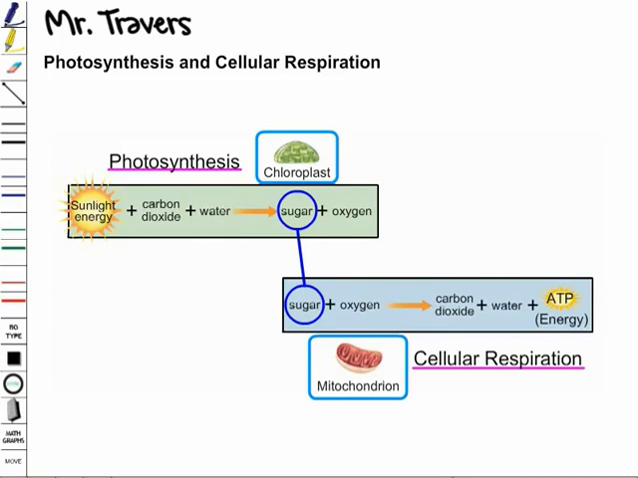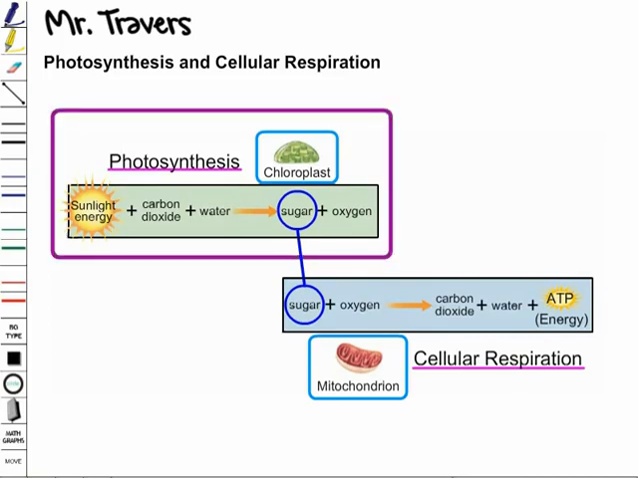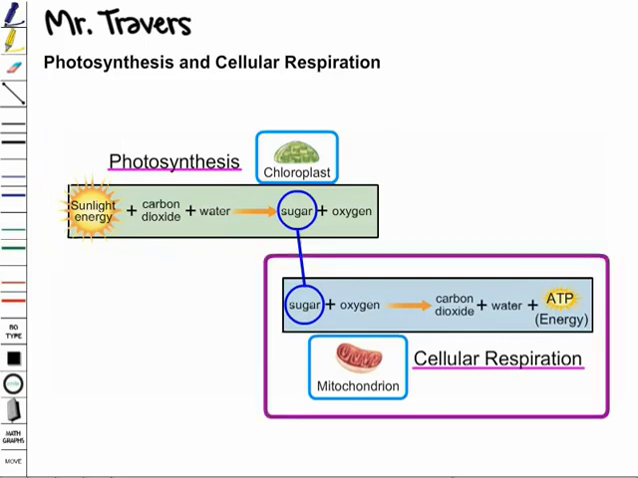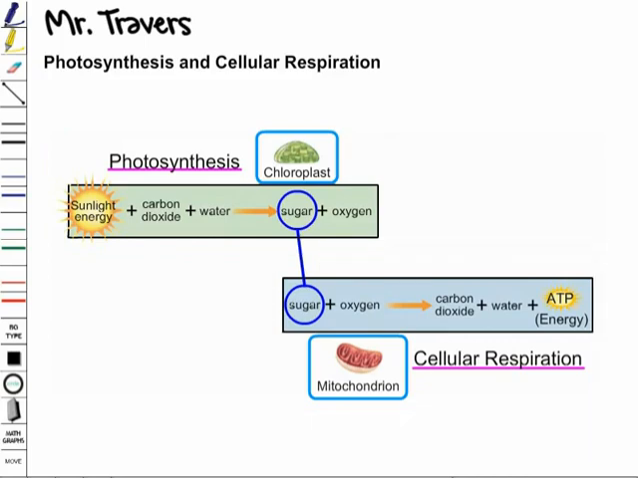There is a very important relationship between these processes. Plants store energy in the form of sugar by photosynthesis. Organisms release this stored energy, or in other words, use the sugar, by cellular respiration. Photosynthetic organisms can use the same energy that they store. Animals can use the energy stored by plants.